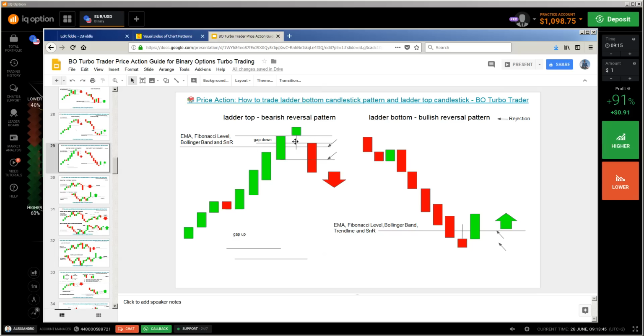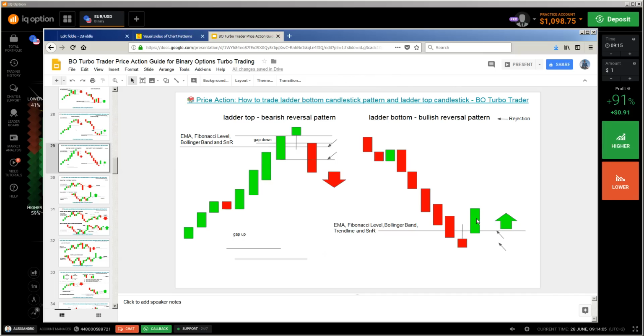They believe that it will continue, yes, but in reality the price will reverse, because that is the ladder bottom and the ladder top. So let me see, we get here a gap up, mostly above the support and resistance area, or close to the support and resistance area.